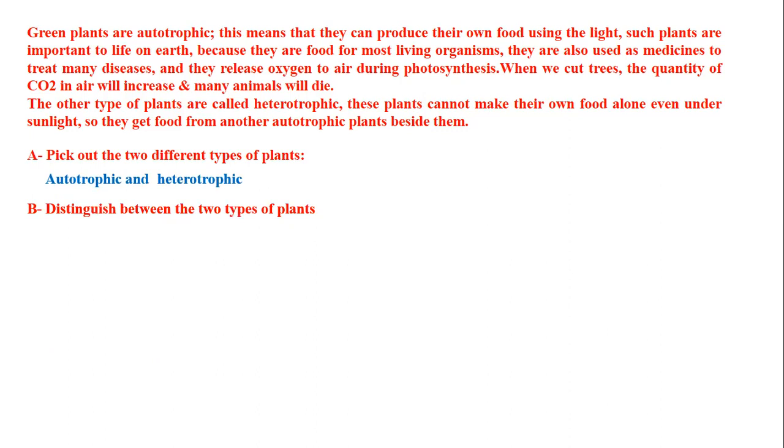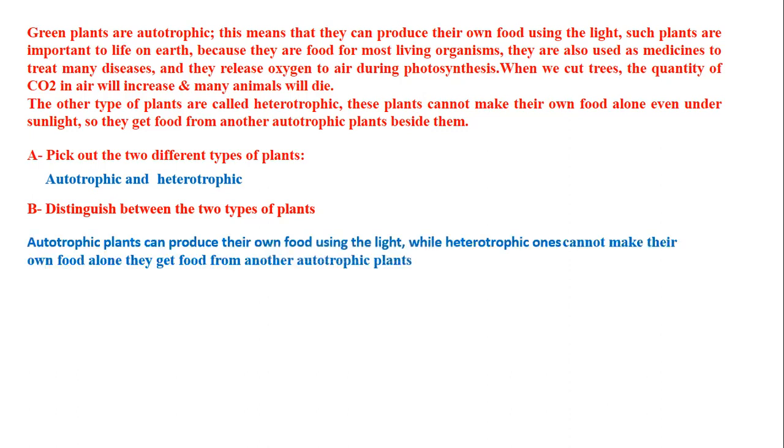Second question, distinguish between the two types of plants. Distinguish means that we should not make a comparison. The comparison has two parts, similarities and the difference. Distinguish means that we are going to speak about the difference only. Autotrophic plants can produce their own food using the light, while heterotrophic cannot make their food alone. They get food from another autotrophic plants.